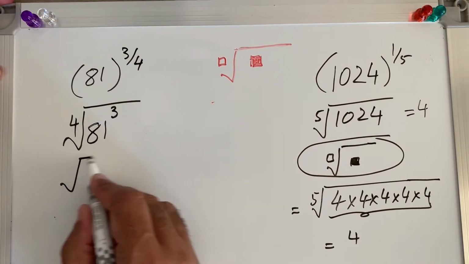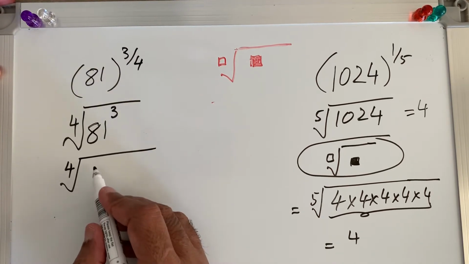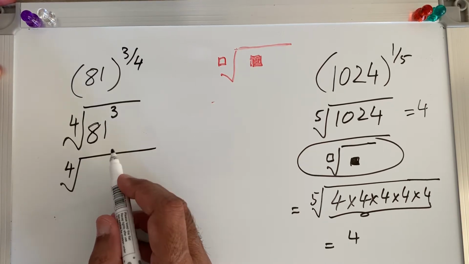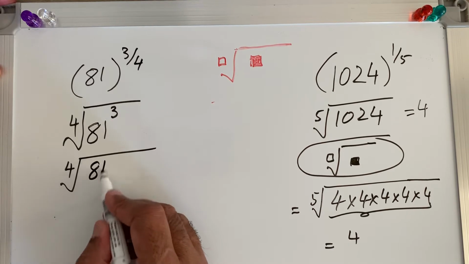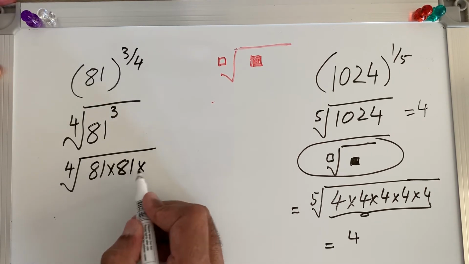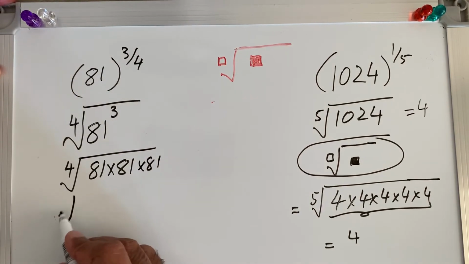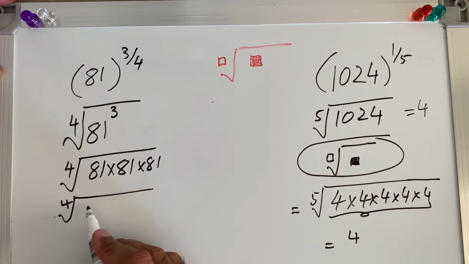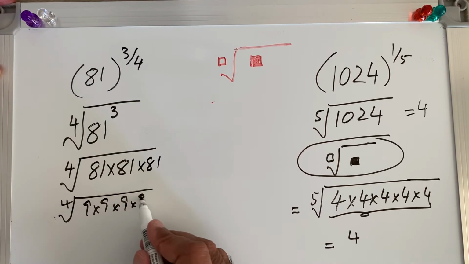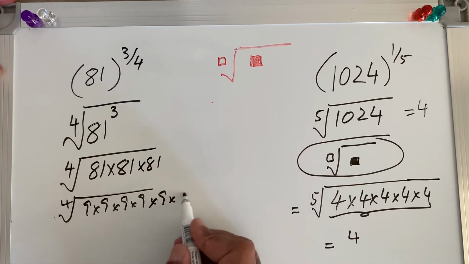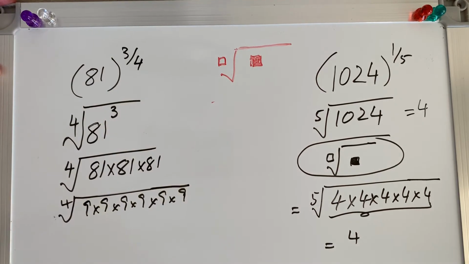Technically, if I want to do it by mathematics without a calculator, I will say 81 is like 9 times 9 times 9, right? 81 cube. I can say 81 times 81 times 81. This is 81 cube. And then further I will break it. 9 nines are 81. So I can break it like this. But still I cannot get the grouping of 4, so I have to break further.